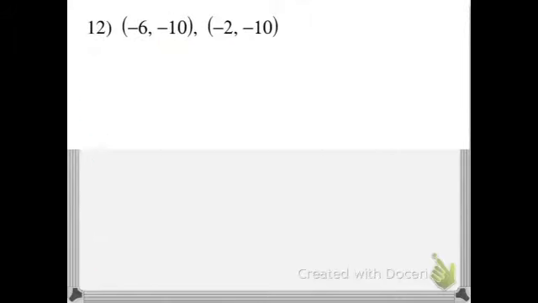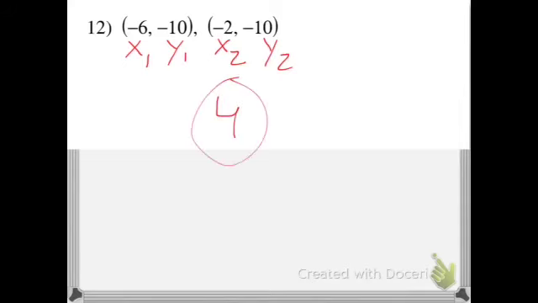And we'll do 12 real quick. -2 is bigger than -6, so -6, -10 is x1, y1. -2, -10 is x2, y2. And something I noticed is my y coordinates are the same. And so when I do y2 minus y1, I'm going to get negative 10 minus negative 10, which is 0. And these points are just horizontal of each other. So from negative 6 to negative 2 is actually just 4. And so that's my answer. This is going to be 4. You can actually take that shortcut if you need to.